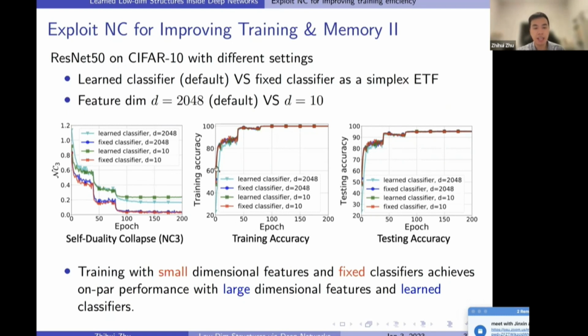If we look at them, we can observe that at the beginning, the red curves were converging faster, which correspond to fixed classifiers and small dimensional features. And eventually, after training, they have identical performance: the same training accuracy and the same testing accuracy. So this tells us that training with small dimensional features and fixed classifiers achieves on par performance with the large dimensional features and the learned classifiers. This is in contrast to the NTK theory, which requires the feature dimensionality to be relatively large enough.